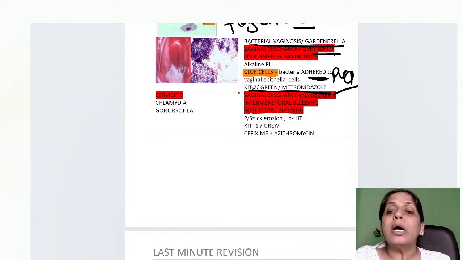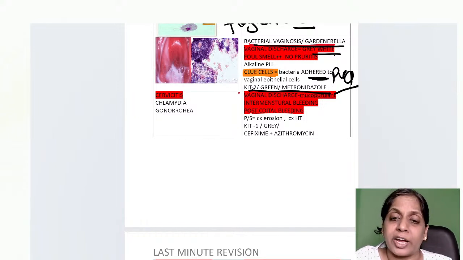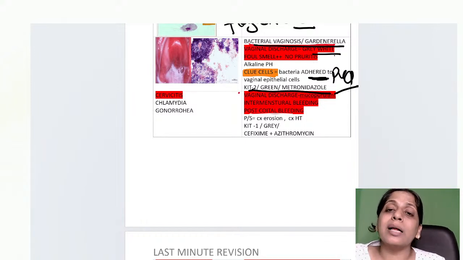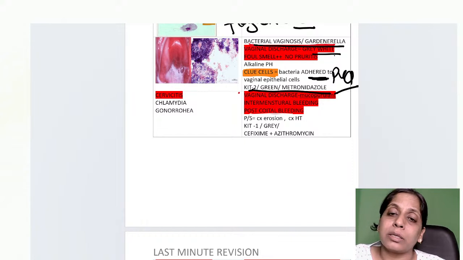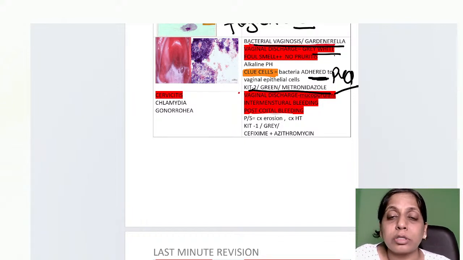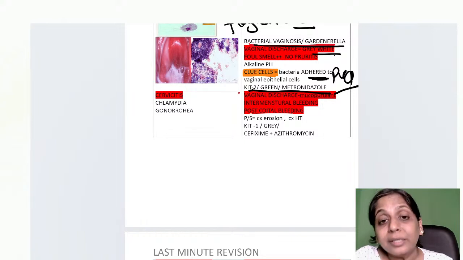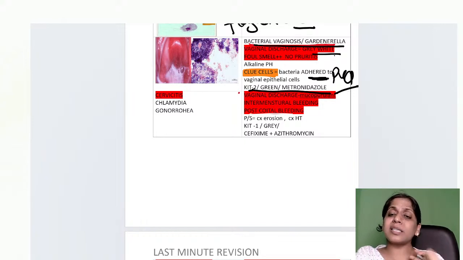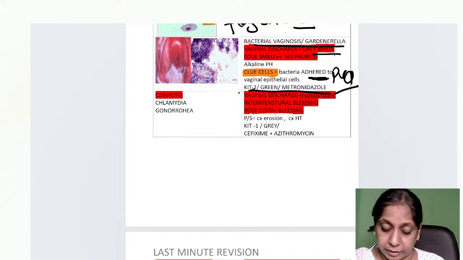See, I always tell you, the patient does not know whether the discharge is coming from the vagina or the cervix. The patient will always say that the discharge is coming from the vagina, right? The patient can tell pruritus is present or not, the patient can tell smell is present or not, but the patient cannot tell whether the discharge is from the vagina or from the cervix, right?